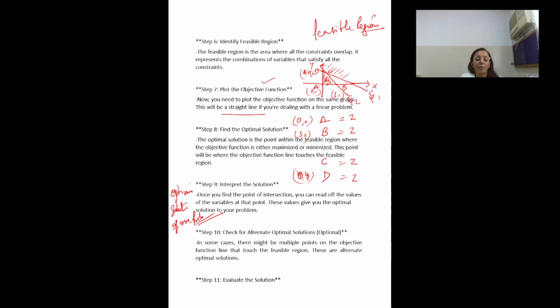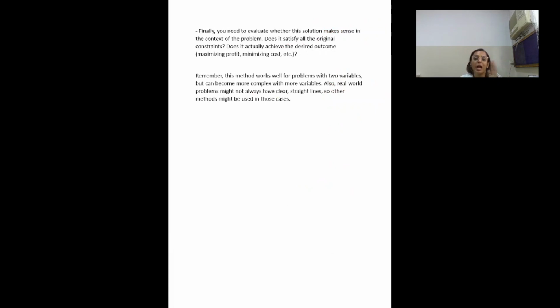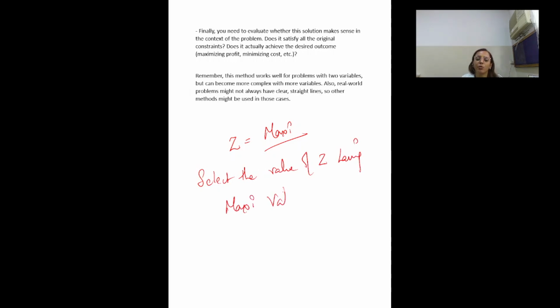Right, now coming to the next step, you evaluate your selection, and after the evaluation finally you get your answer, that is Z. For example, if you're considering the maximum profit, you have to select the value of Z having the maximum value, as it is a part of a maximization problem.